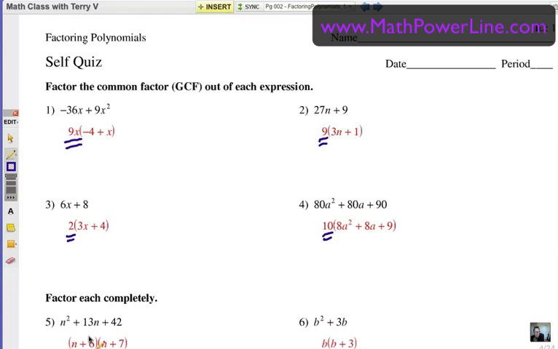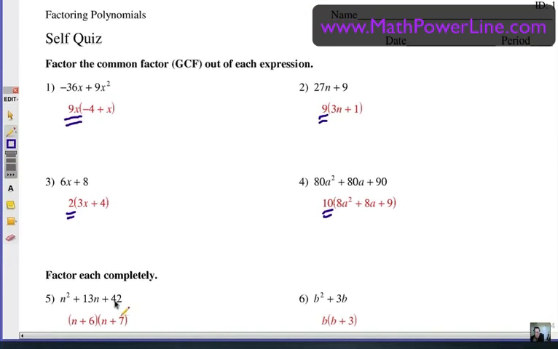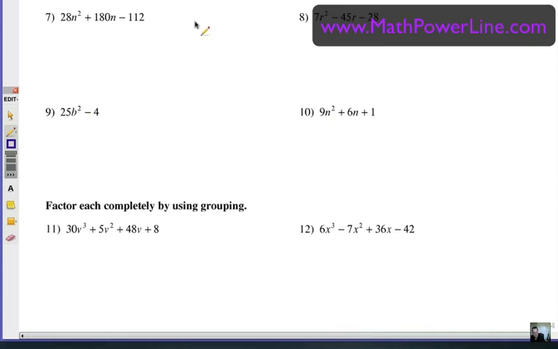Now at the bottom, we have n plus 6 and n plus 7. Notice how 6 times 7 is 42, your third term there. You multiply the 6 and the n, that'll be 6n. You multiply the n times the 7, which would be 7n. You're going to add those together to give you your middle term. All right? So a little bit of trial and error there, or the factor box method that I showed in one of my other videos. Here, the only common factor is a b. b times b plus 3. All right, back to some more.